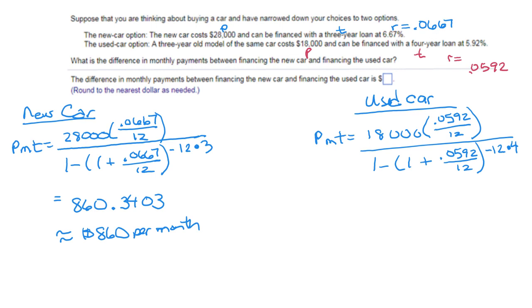And again, when we place this in our calculator, we're approximating to, let's see, 422 decimal point 0706, which is rounding to $422 per month.